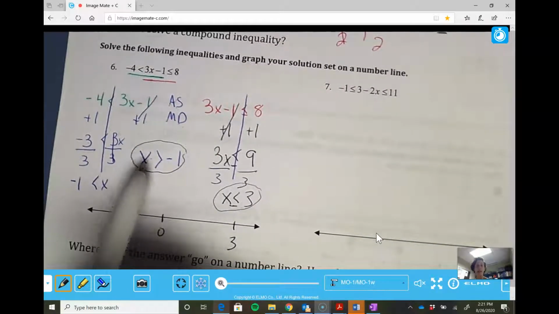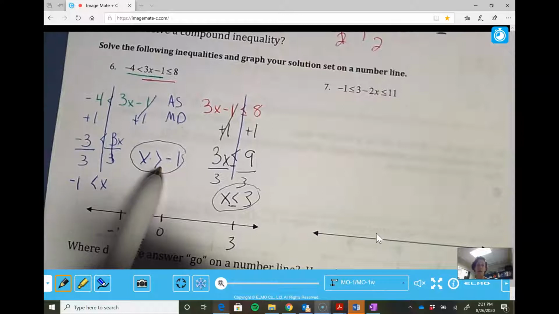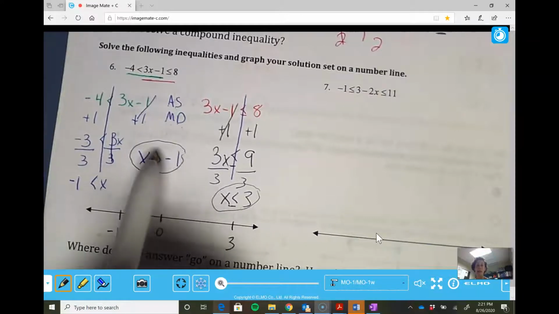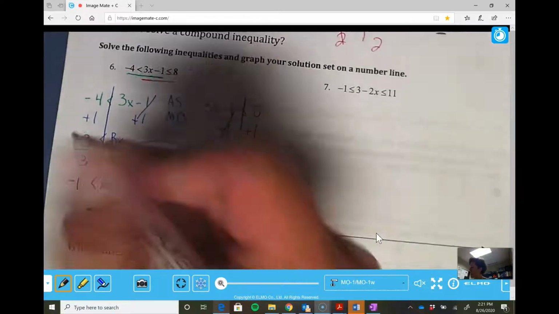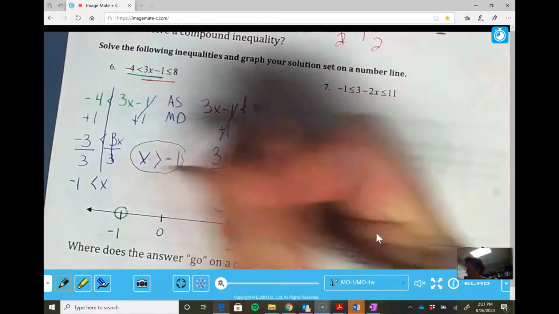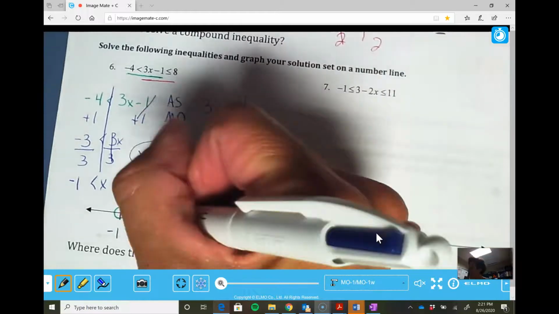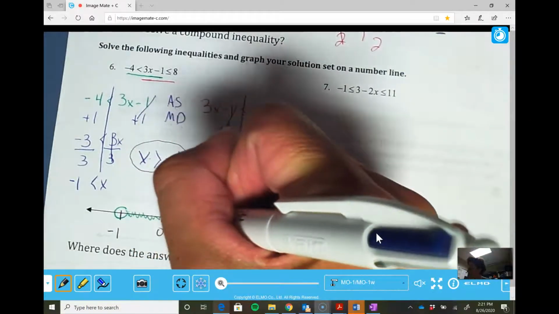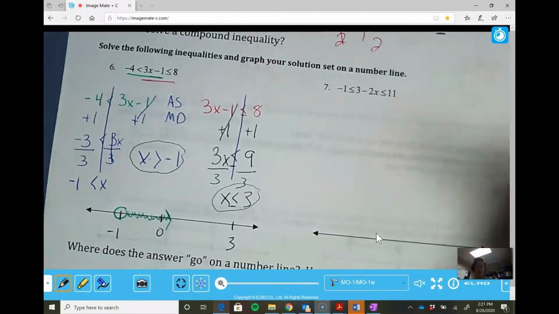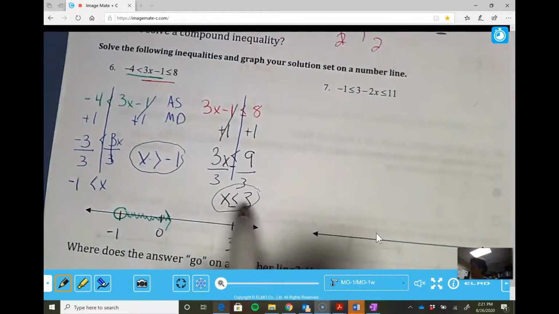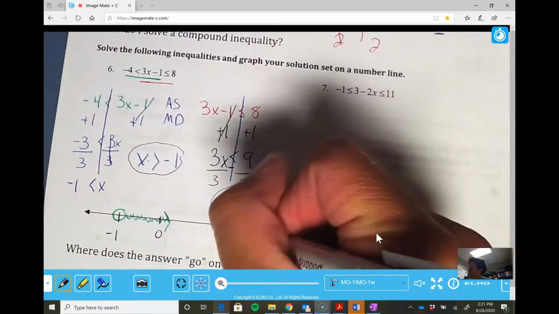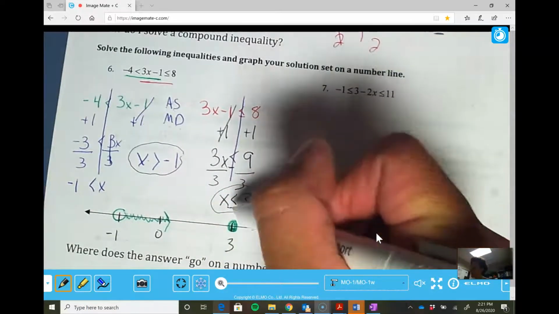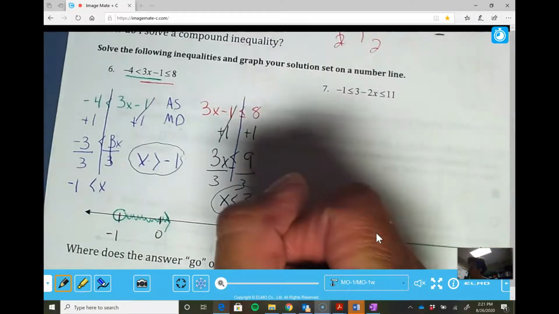So this is saying that all of my answers are going to be bigger than negative 1. And remember, since it's pointing to the right, I can do that. So this one I'm going to put on the number line, so it's going to be an open circle because it's just greater than, and it's going to go to the right. And when I do this one, this is saying that all my answers are also going to be smaller than or equal to 3. So I'll put a closed circle because of the equal to part, and then it's going to point to the left.